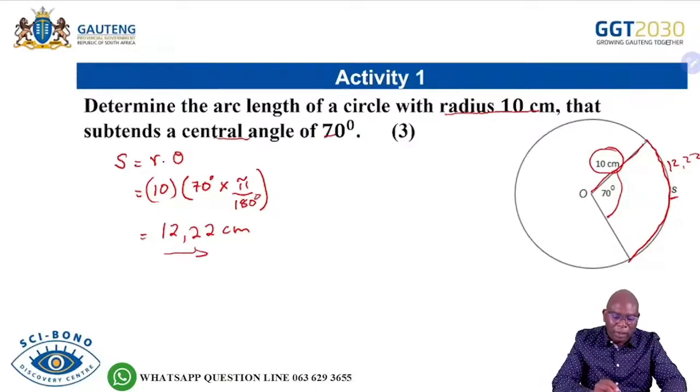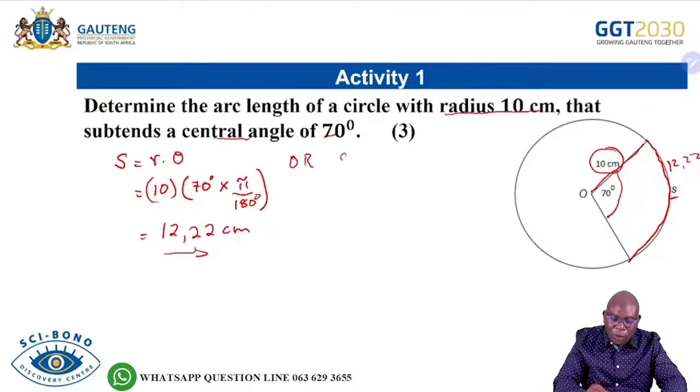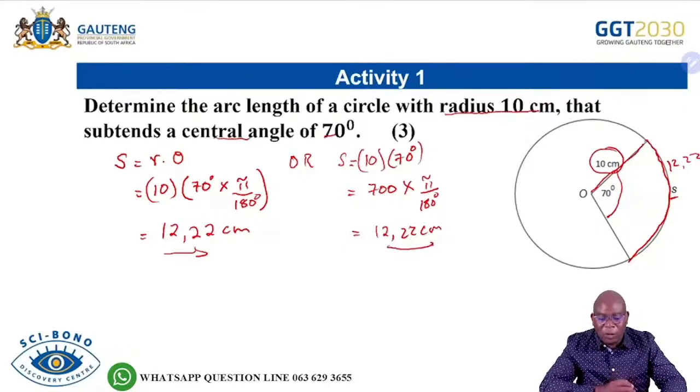If I do it the other way around, I think this method will be much easier. But some of you might go S equals 10 multiplied by 70 degrees. Then the answer they get there is 700. Then you take the 700 and multiply by pi over 180 degrees. Then you are going to get your 12,22 centimeters. You see? So you can still do it that way.